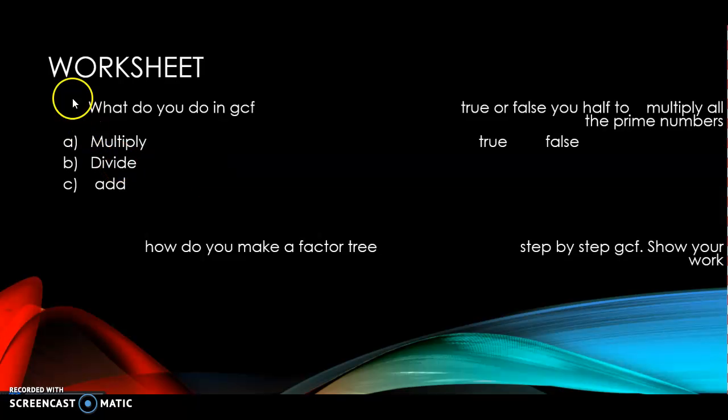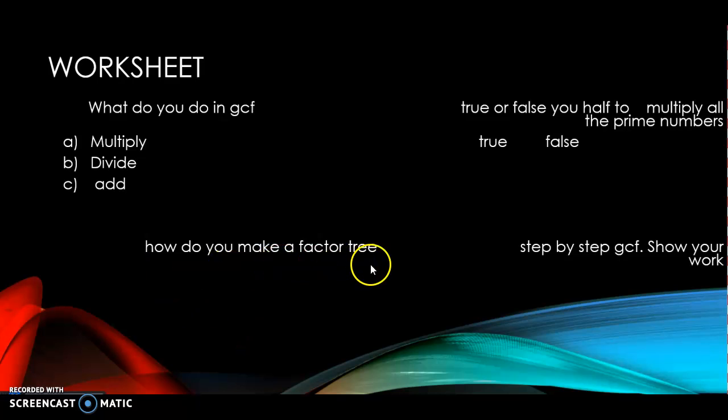Okay. I have 4 questions. What do you do in GCF first? Do you A, multiply first? For the factor tree, do you multiply? Do you B, divide? Or do you C, add? True or false? Do you have to multiply all the prime numbers? True or false?